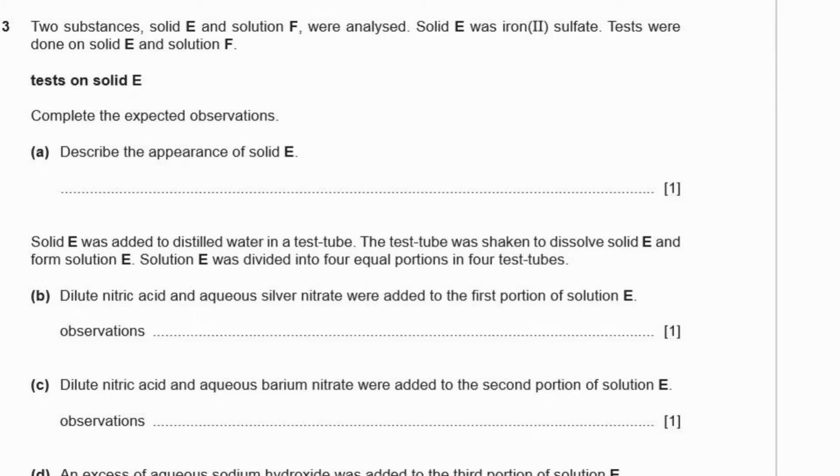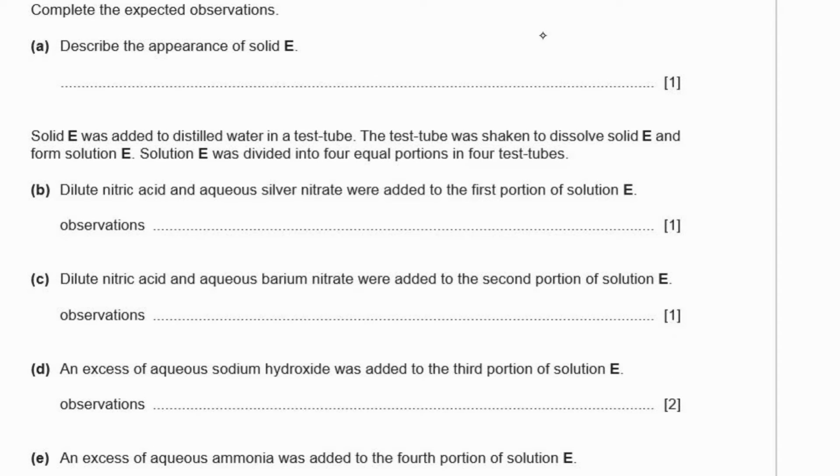Question 3. 2 substances, we have a solid E and a solution F, were analyzed. Solid E is iron 2 sulfate. Tests were done on solid E and solution F. So we already know what solid E is, so now we need to say what the expected observations are with these tests. So again, solid E is iron 2 sulfate.